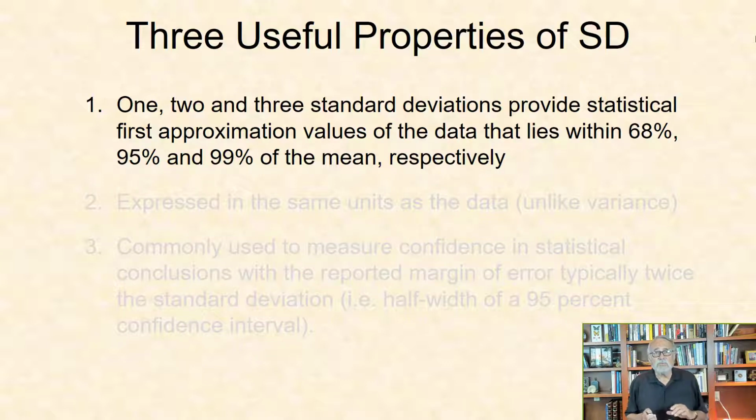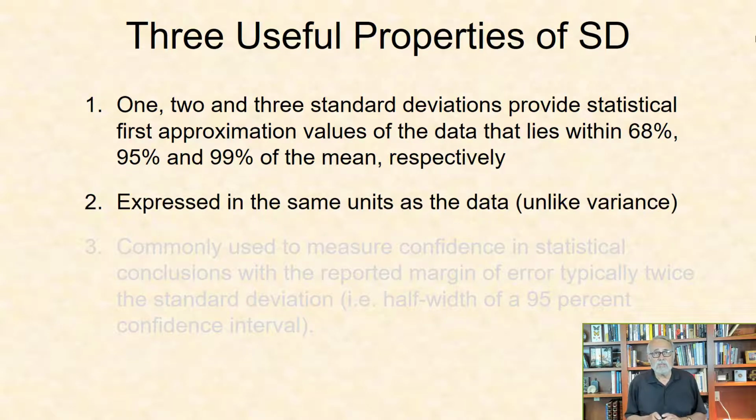First, the number of standard deviations provides estimates of the values of data that lie within different percentages of the mean. Specifically, 1, 2, and 3 standard deviations provide statistical first approximation values of the data that lie within 68%, 95%, and 99% of the mean, respectively. Second, standard deviations are expressed in the same units as the data, unlike the variance. For example, 1,000 eggs plus or minus 200 eggs, standard deviation.